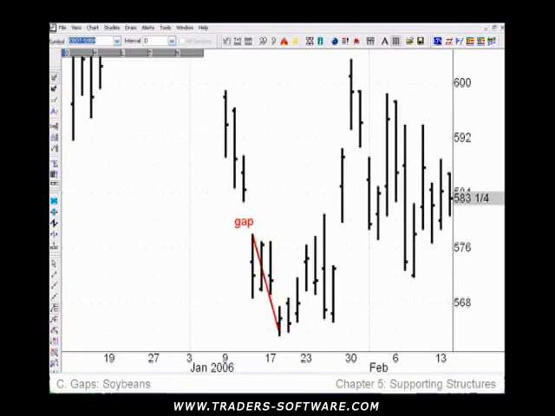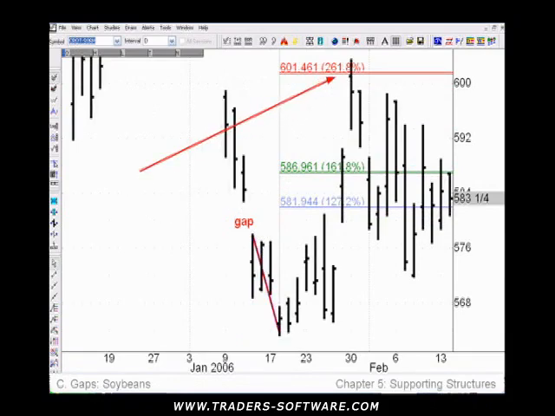Let's use single-sided Fibonacci extensions. I'll click here first, drag it down to this natural low. And here you see price action hitting and reacting at the 261.8 single-sided extension level.